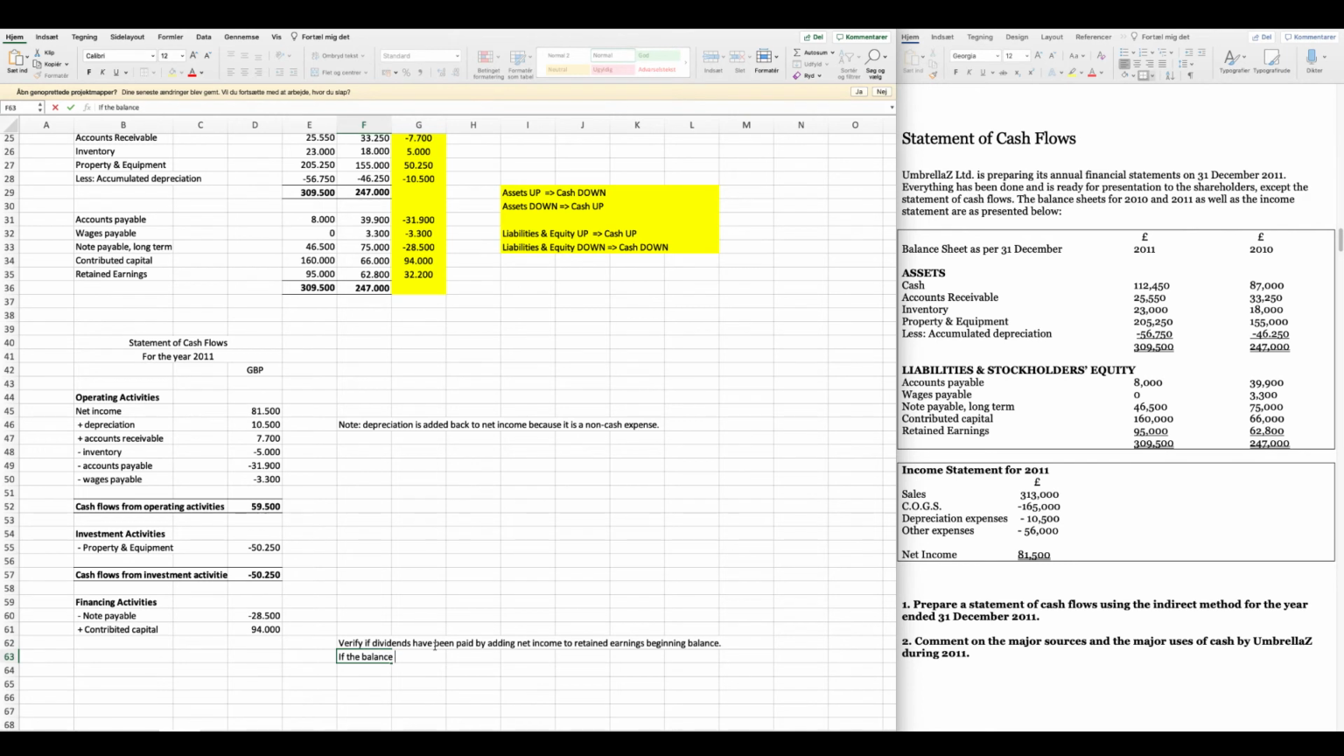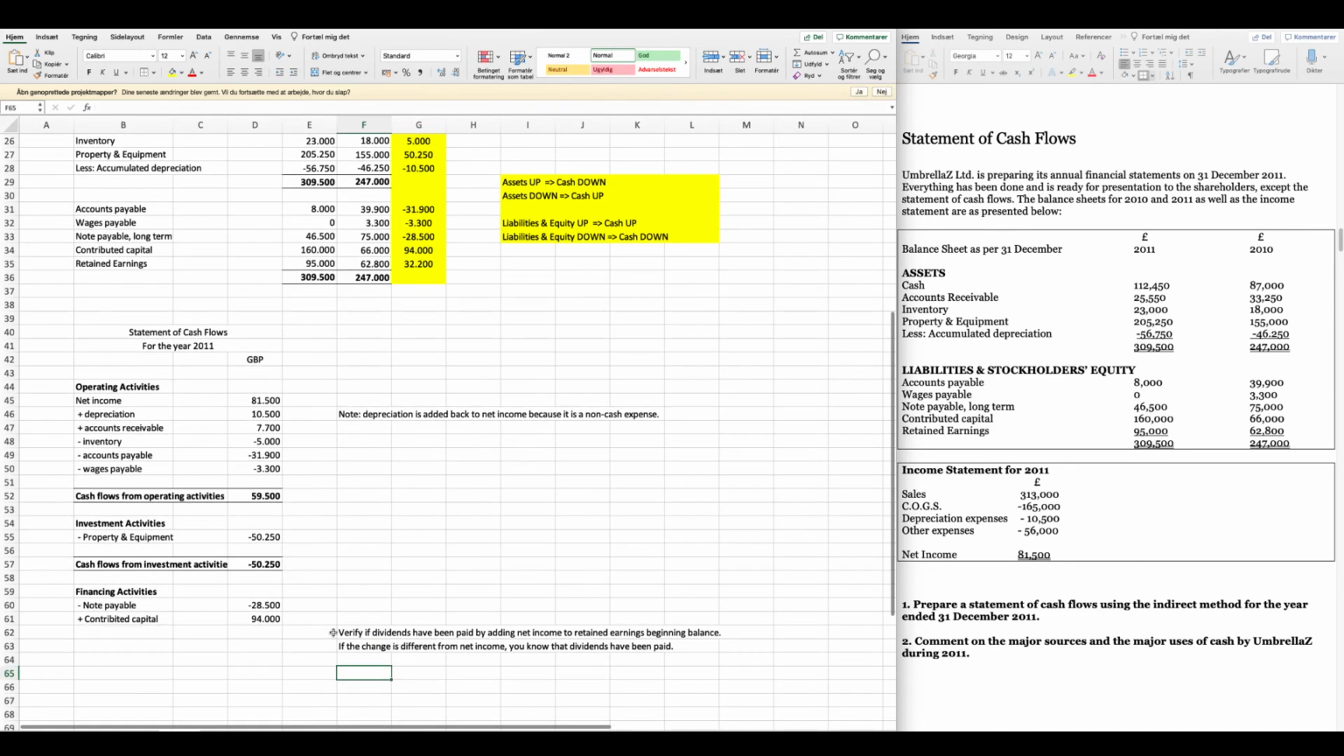If the balance is different from, if the change is different from net income, you know that dividends have been paid. So let's just do that first, and this is just to say the same thing that we talked about earlier.